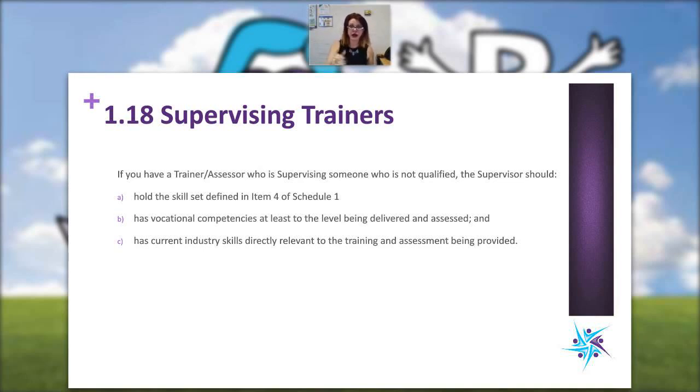So those supervising trainers are current trainers and assessors in your organisation who hold the skill set for assessment. They hold the vocational competency, so they hold the qualification that they'll be delivering. So these are your trainers and assessors who are supervising. You must have someone in place who is supervising these people, and they must hold the Cert 4 training and assessment, they must hold the vocational qualification, and they must have currency within their industry.